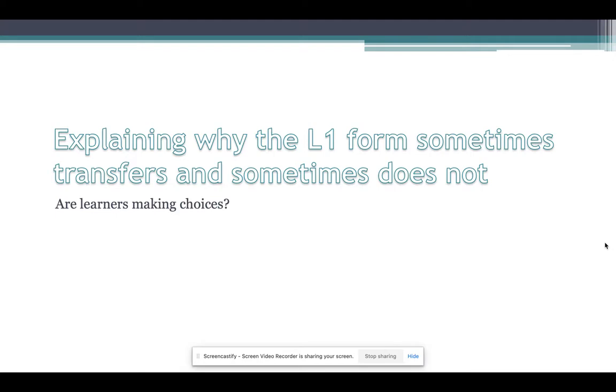So, as I mentioned earlier, contrastive analysis stumbled around 1970 because researchers found they could not predict errors based on differences between L1 and L2. Sometimes the transfer happened and sometimes it just didn't. This realization ushered in an era of research aimed at understanding why learners sometimes transferred forms from their L1 and sometimes didn't. And so let's talk about that next. The question here is, are learners making actual choices when they're transferring? Are they choosing to transfer one thing and then choosing not to transfer another?